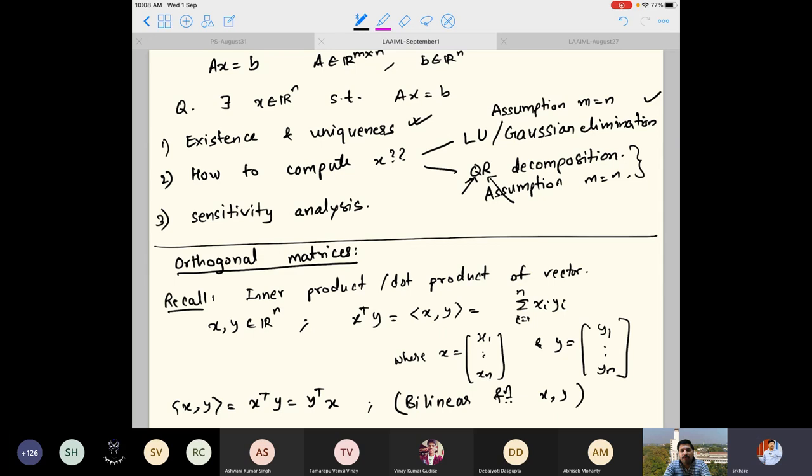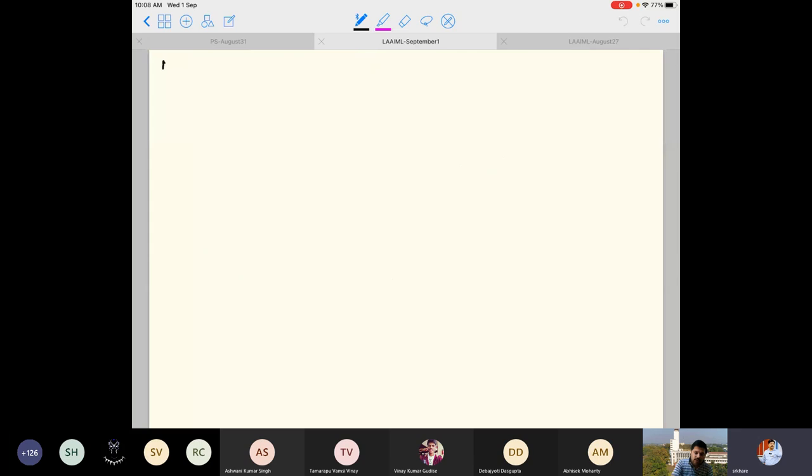Based on this inner product, we can define something called the norm of a vector. This is also something you have already seen. The norm of vector x, which I will denote with a subscript 2, the reason will become clear, is basically the square root of the inner product of x with itself, which is the square root of x transpose x, which is nothing but the square root of x1 squared plus x2 squared plus up to xn squared.